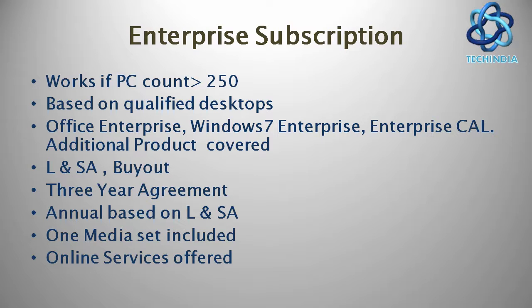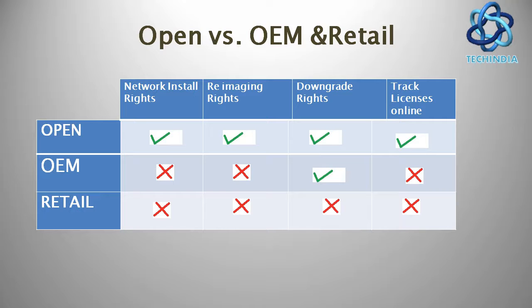Online services offered for this. So we can see the difference between open license, which is nothing but volume license, OEM and retail. What is the difference? We can take 4 points: network installation rights, reimaging rights, downgrade rights, and tracking the license online. So what do you mean by network installation rights?